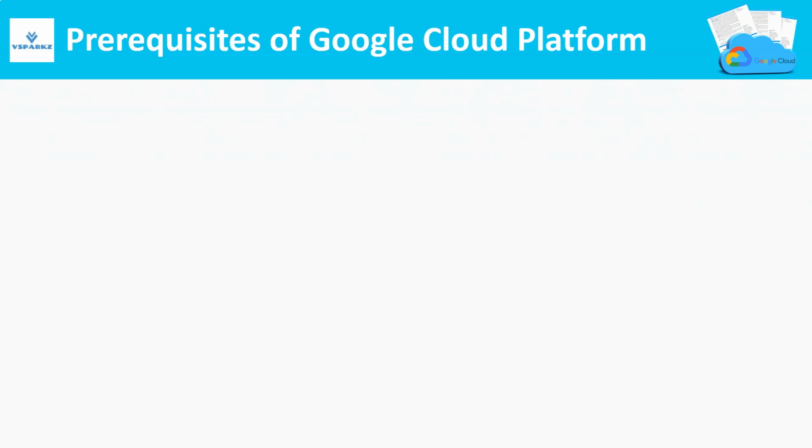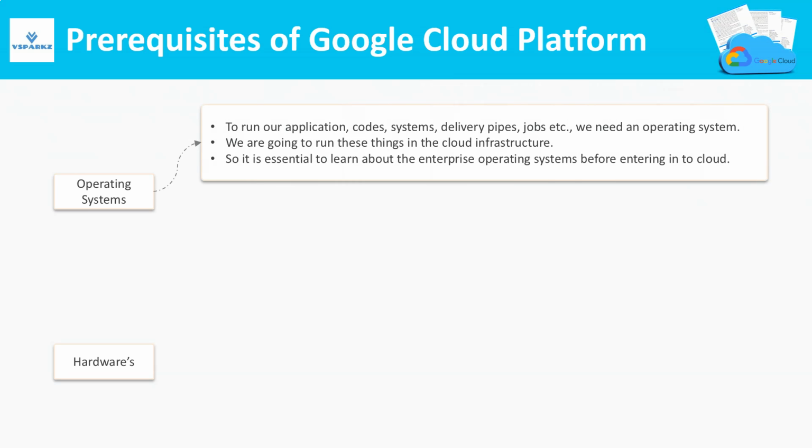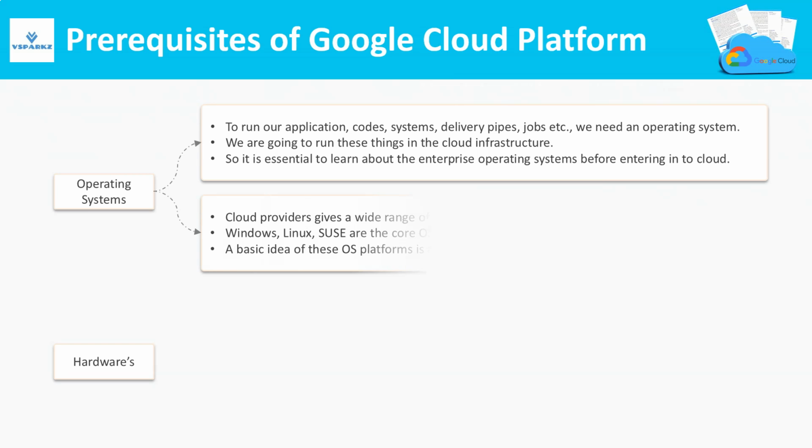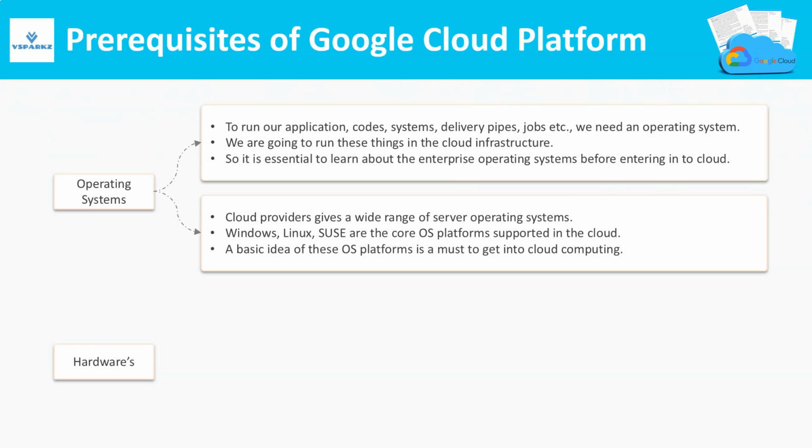First, we will be discussing the operating systems and the hardware. To run our applications, code, jobs, etc., we need an operating system. At last, we are going to run these things in the cloud environment, and so it is essential to learn the enterprise-grade operating systems. Cloud service providers offer a variety of operating systems, starting from Windows, Linux, SUSE, etc. A basic idea of these operating systems is a must.